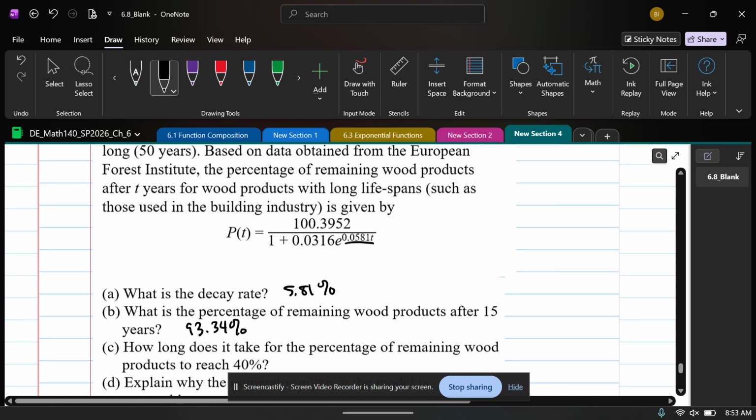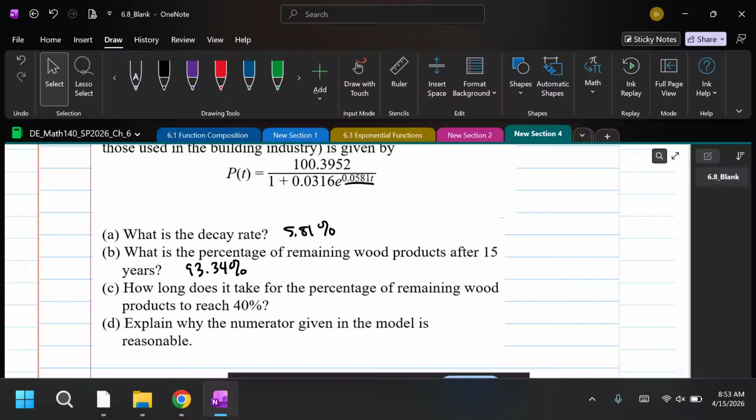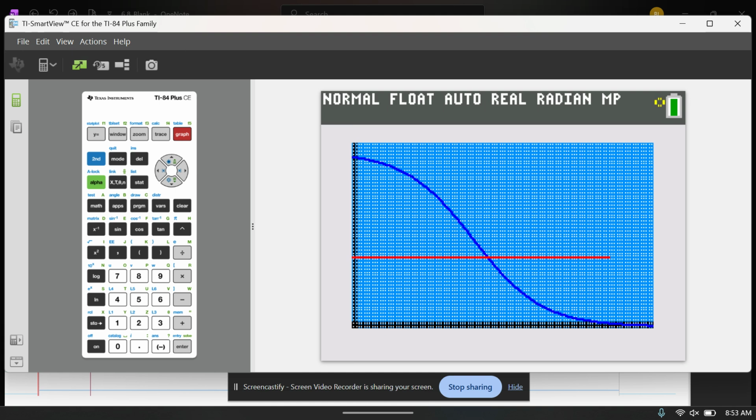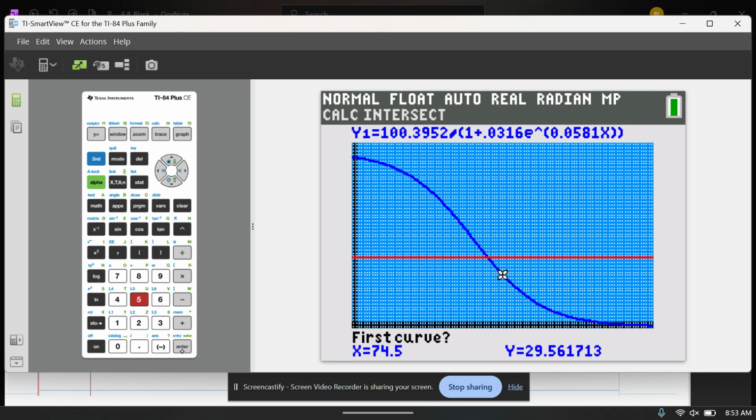Okay. How long does it take for the remaining wood products to reach 40%? So I'm just going to graph 40 on the Y2. They're crossing. We've seen this game before. Second, trace, intersect, enter, enter, enter. 66.55 years.